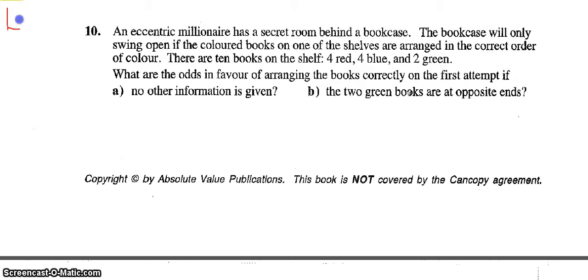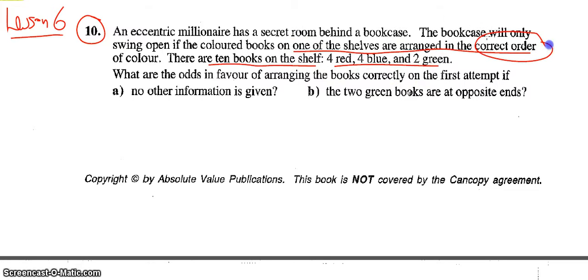Alright, this is lesson 6 homework, and then I will work on question 10. There are 10 books, they're different colors, and there's only one combination that is the correct order. The question is not asking for probability, it's asking for odds. Well, let's try probability first.